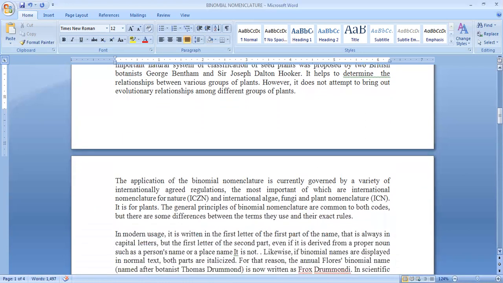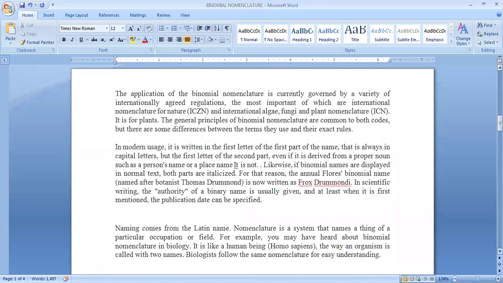As such, binomial nomenclature is governed by international agreement, and the bodies responsible are the International Code of Zoological Nomenclature and the International Code of Nomenclature for Algae, Fungi and Plants. So, the general principles of binomial nomenclature are common for both ICZN and ICBN, that is botanical nomenclature, but there are some differences.